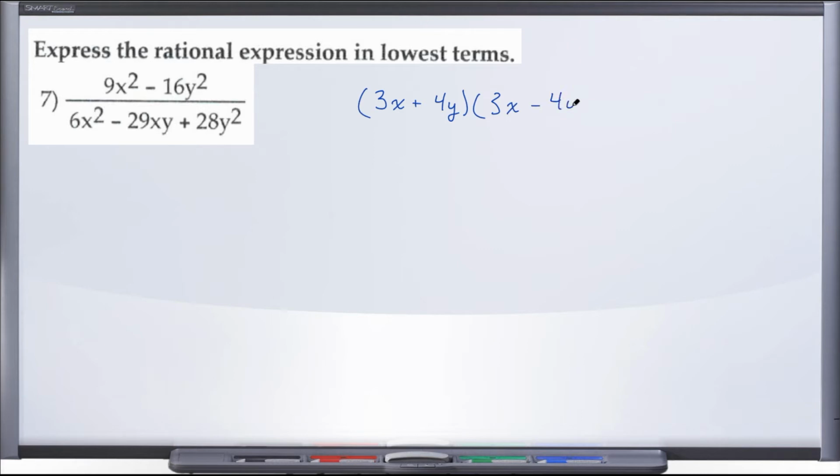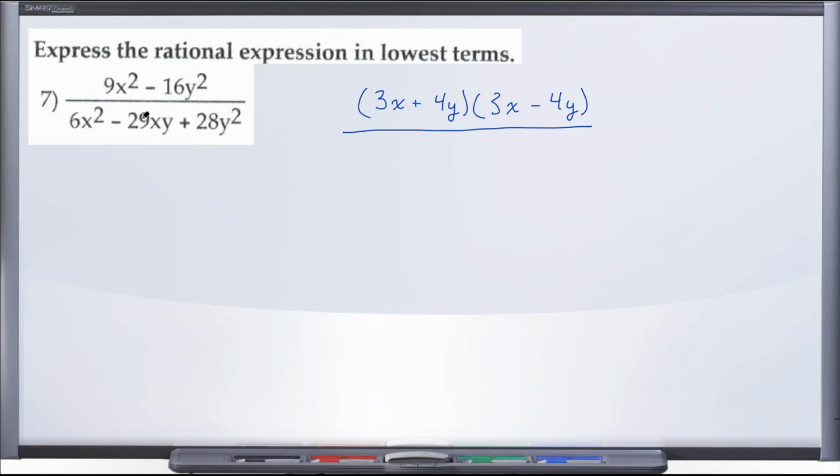3x minus 4y, right? We take the square root of the coefficient of our x, so the square root of 9 is 3. We break our x down into x and x. We take the square root of the coefficient of our second square term, so in this case the square root of 16 is 4 and 4. We break our y down into y and y, and then with the difference of perfect squares, once you have your numbers and your variables, you separate those terms by a simple plus and minus, and there you have it. And then this is going to be over this trinomial that we're going to factor here in a second. So let's take a look.